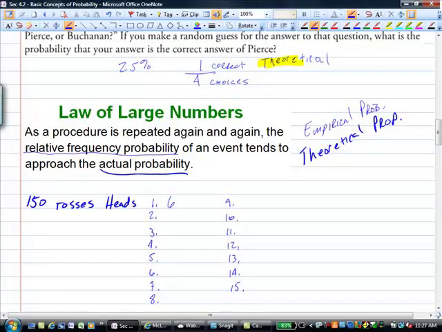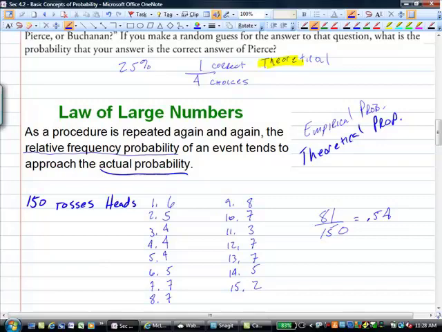All right, so I got 6. How many did you get? All right, let's add these up. So we got 81 out of 150 heads. Somebody do the math on that for me. 54%, 0.54. All right, very good. The theoretical probability is 0.5 for tossing a coin.